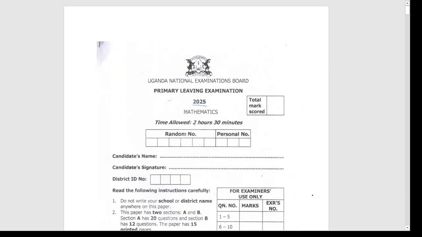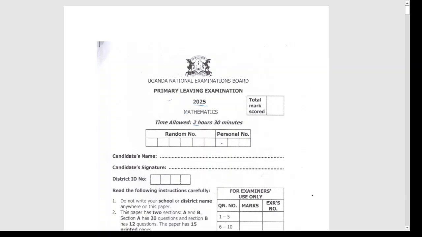Always, when you're writing a mathematics paper, a full paper, it is given 2 hours and 30 minutes, meaning that you have enough time to do all the calculations here and there. During PLE, we are given random numbers during the examination time in an examination room. The invigilators write that number on the chalkboard, so this one shouldn't worry you.